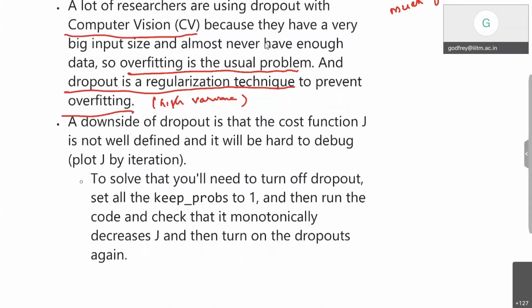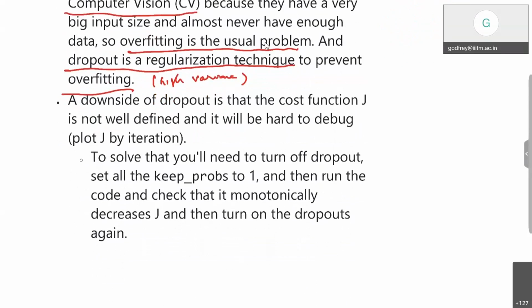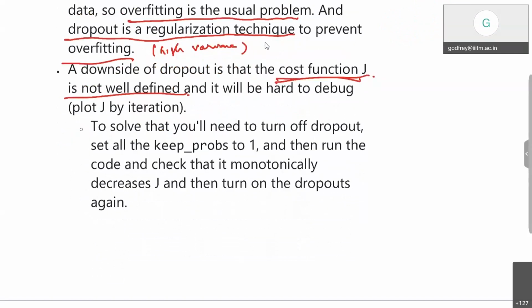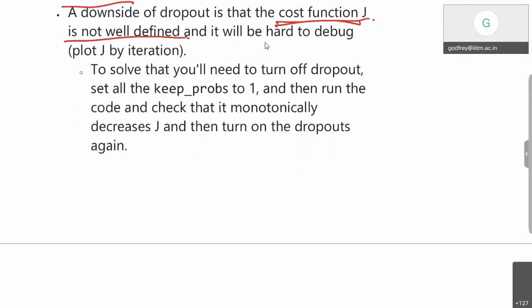Now, one of the issues when you use this is that because you keep varying which layer nodes, which neurons, are dropped, the cost function cannot be very well defined. So whenever you plot the cost function, you turn off the dropout in the code and then plot it.